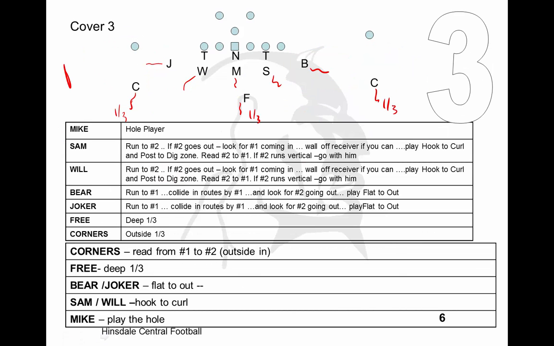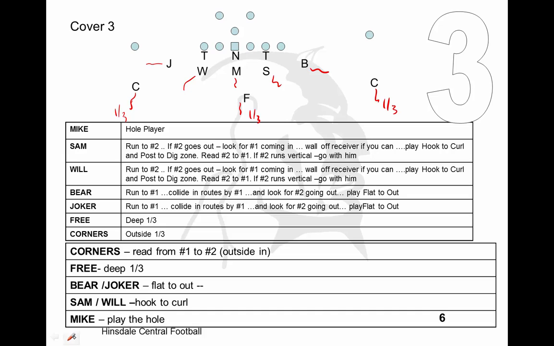And then here's our cover 3, which is blue. In the cover 3, we're playing deep third. So this corner has deep third, this free has middle third, this corner has outside third. Meaning any vertical routes, any routes where a receiver goes up the field like this, you must be behind him because you have a pre-snap advantage of several yards. So you must be over the top of any of the deep vertical routes.